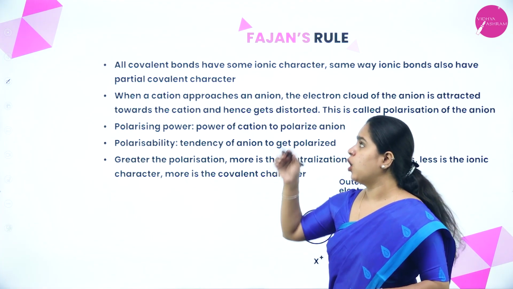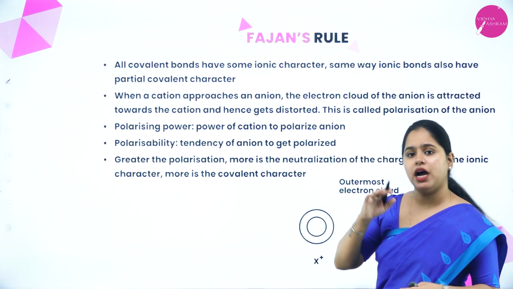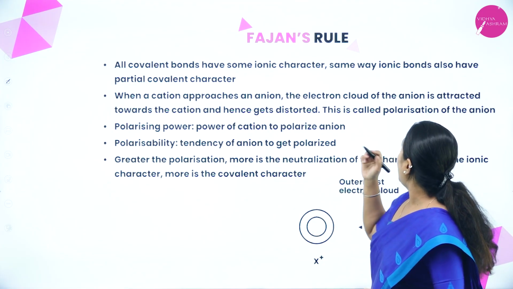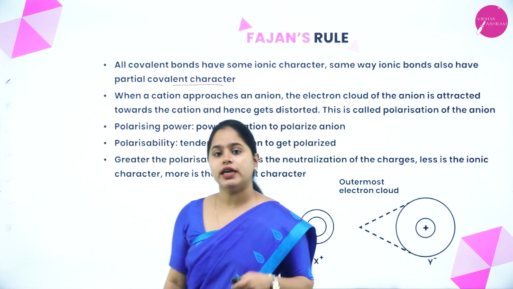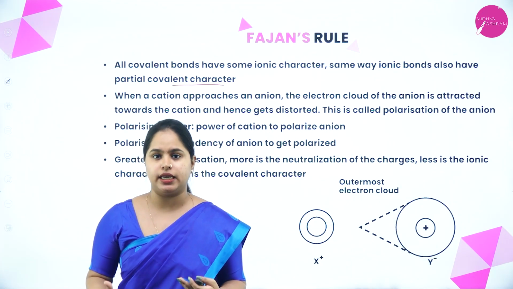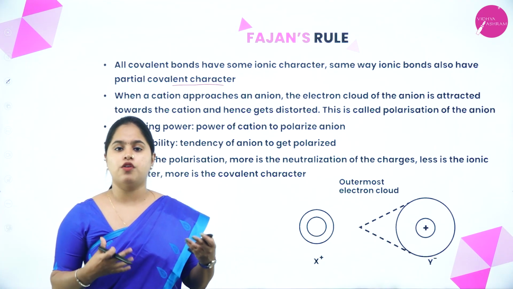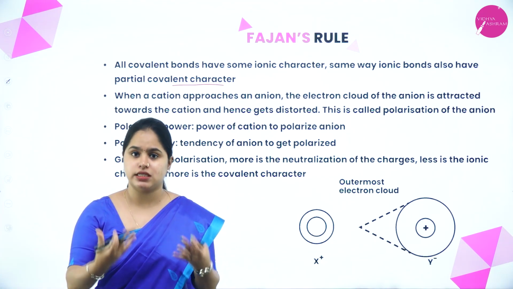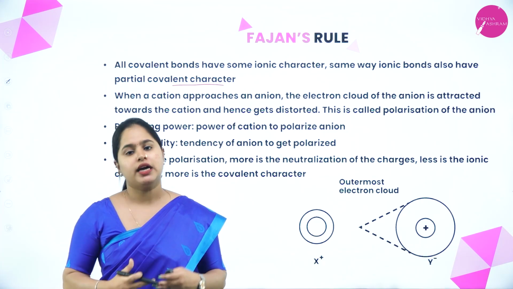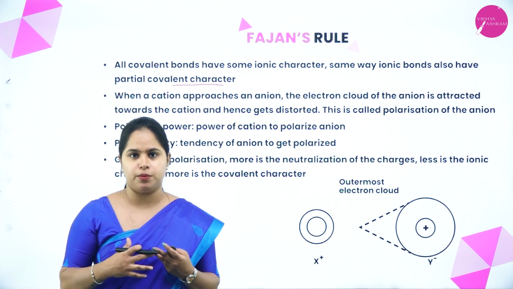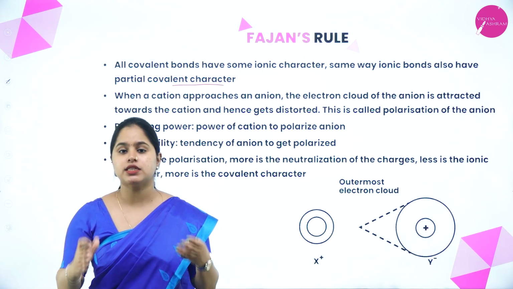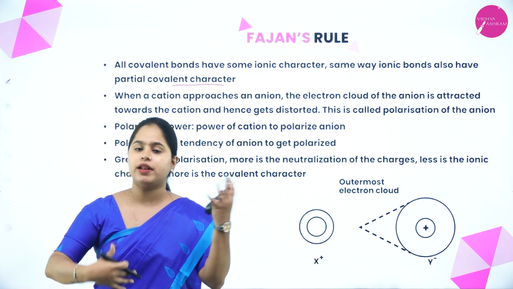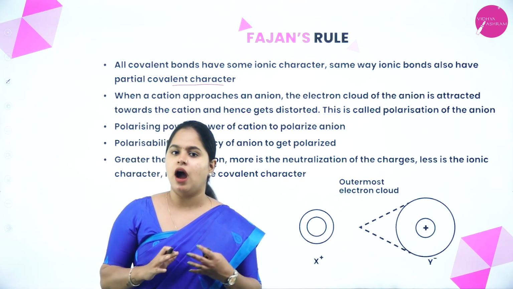So as you can see here, all covalent bonds have some ionic character. Same way, ionic bonds also have partial covalent character. So in Fajan's rule, we are going to study how much of this covalent character will be present in an ionic bond and how much ionic character will be present in a covalent bond. So what you have to understand is no covalent bond or ionic bond is completely covalent or ionic. It will be having some characteristics of the other as well.